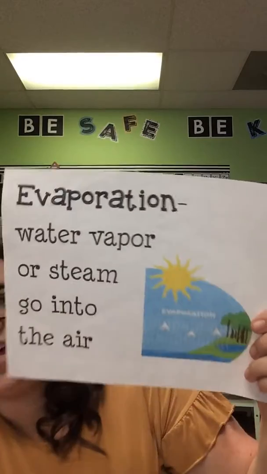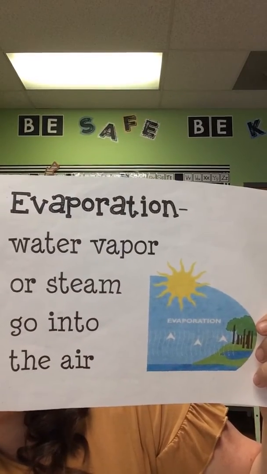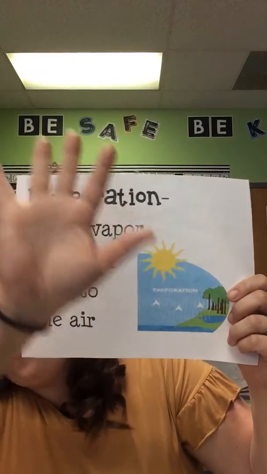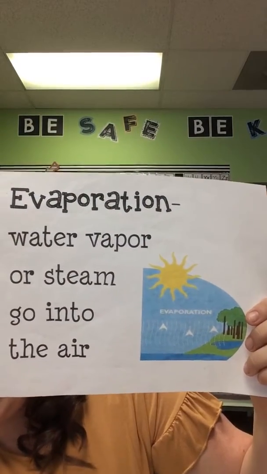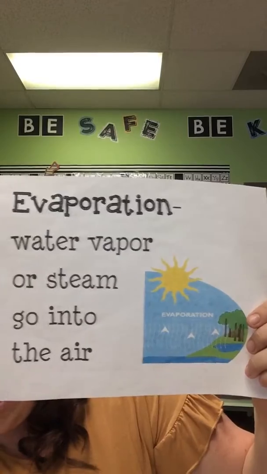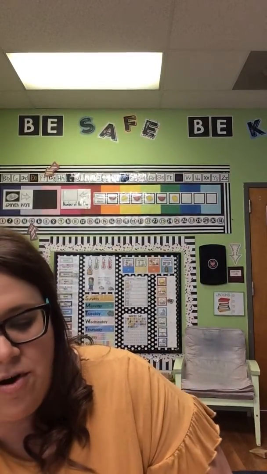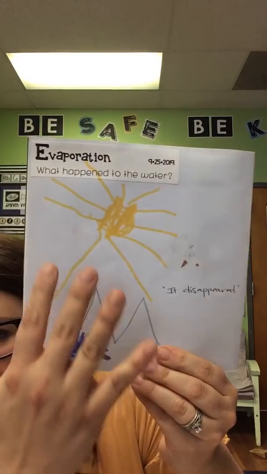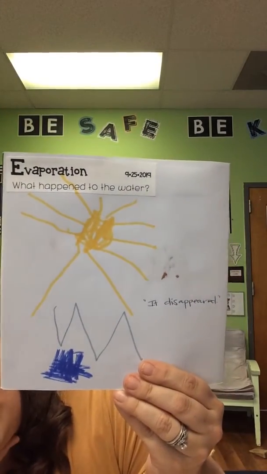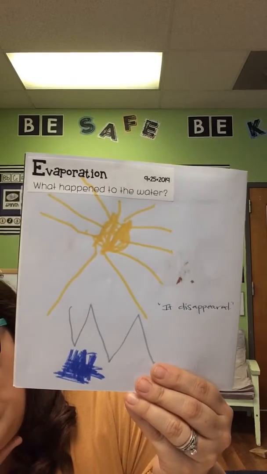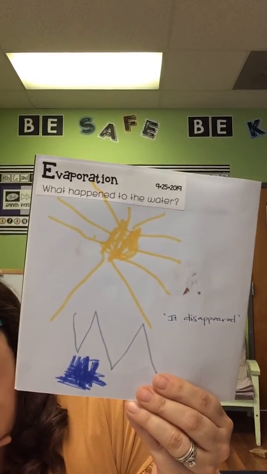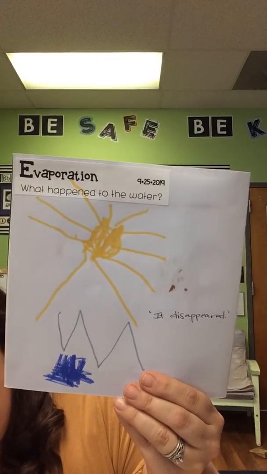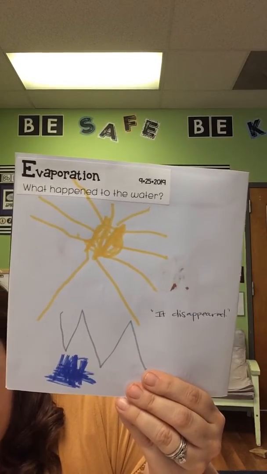This one is when the water goes up into the air, that's called evaporation. When the water goes into the air, here is a sample of the water going up, evaporation, to the sun. We did it in our classroom with the pot, and the sun was our skillet that heated it up, and all of the water disappeared in the classroom.